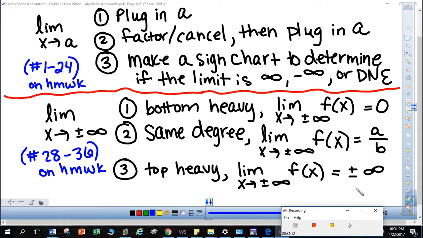Finally, if it was top heavy, then our limit was equal to positive infinity or negative infinity. And to figure that out, we want to think about plugging in a really large number if we're approaching positive infinity to get the sign of the answer, or if we're approaching negative infinity, we want to think about plugging in a really small number. That final list of steps will help us with questions number 28 through 36 on the homework.